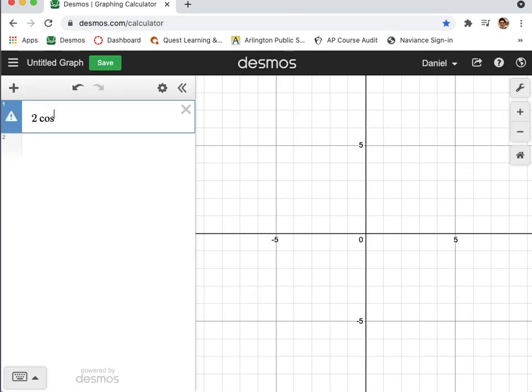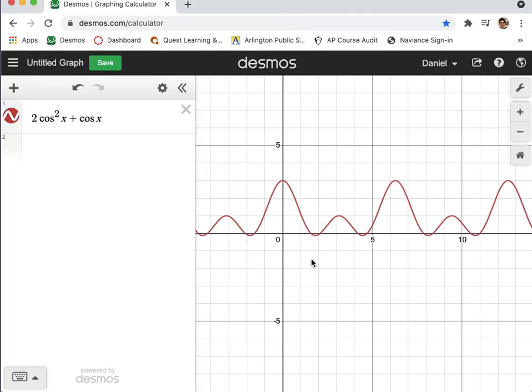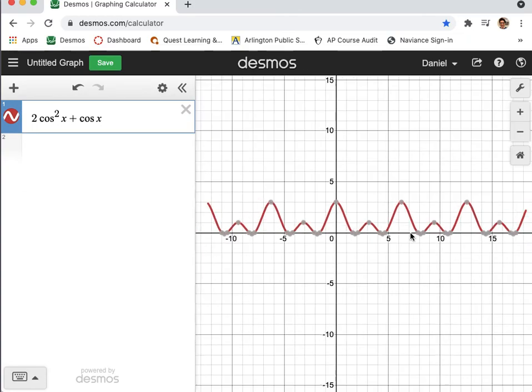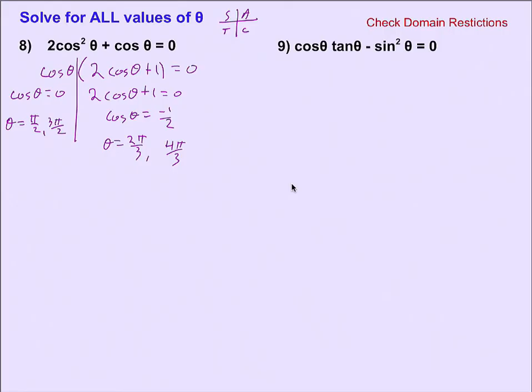2 times the cosine squared of x plus cosine of x. I want to know, when does this equal 0? Well, I can see that my solutions were right. Pi over 2, 2 pi over 3, 4 pi over 3, 3 pi over 2. That's great. I've got all 4 of those solutions. But the problem is it keeps happening. 5 pi over 2, 8 pi over 3. It keeps happening. And more. You can see there's all these zeros. So we need a way to write all of those zeros in one shot.